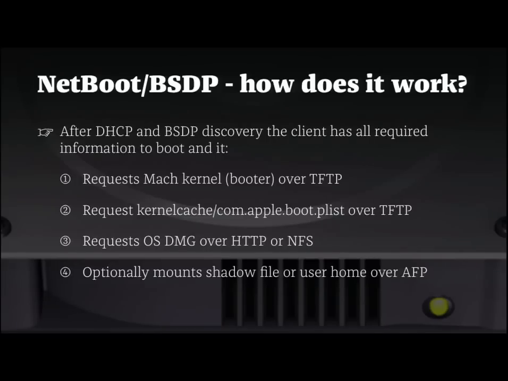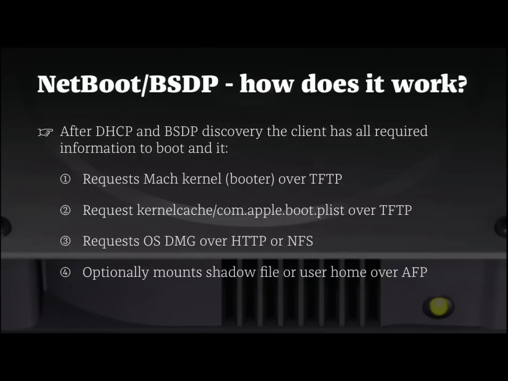So how this works is that once all the negotiations are done, the client should have everything that it needs to ask for the kernel or booter file. You've seen that probably if you use a Mac and you've poked around or you work with NetBoot images, that it can request over TFTP. It requests some other related items through TFTP as well, the kernel cache, boot plist, a few other things. After that's done, it will request the actual OS. Usually it's called netinstall.dmg or netboot.dmg these days. And it can load it over HTTP or NFS.